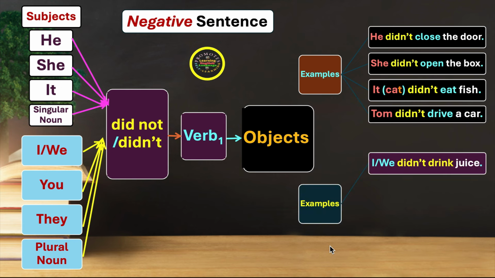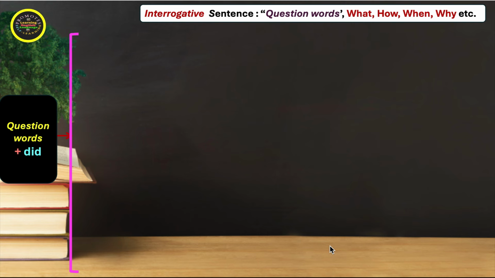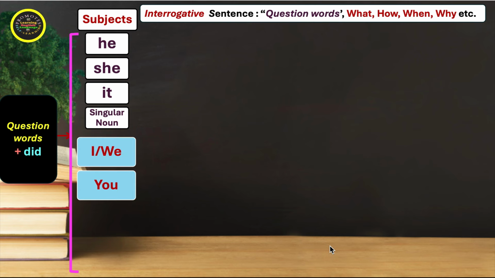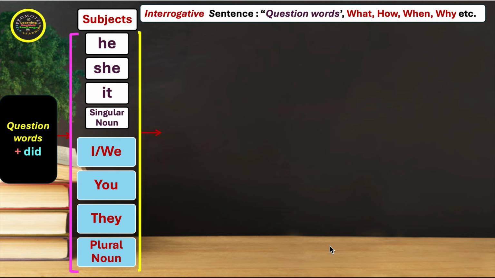We continue to discuss. Now we have interrogative sentences with question words like what, how, when, why, etc. Sometimes we call it double questions. In this case, first we use the question words. Then we add the word did. Then we have subjects like he, she, it, singular noun, I, we, you, they, and plural noun. After these subjects, we have the first form of the verb, and then we have objects. Of course, the question mark is very important.